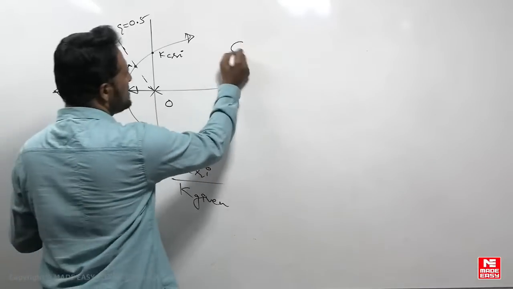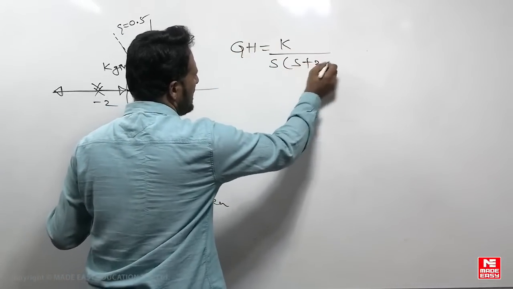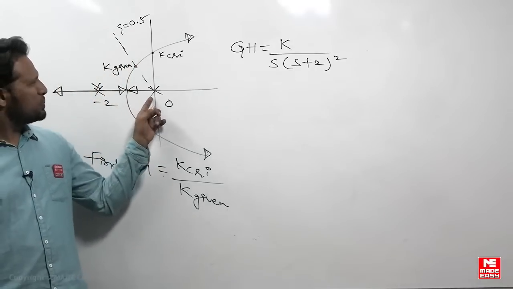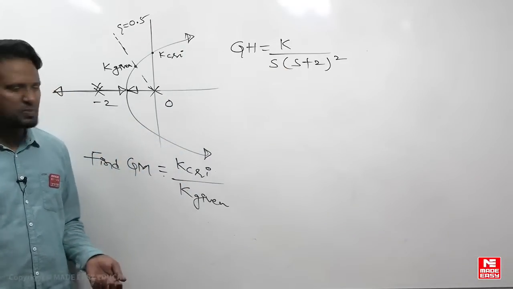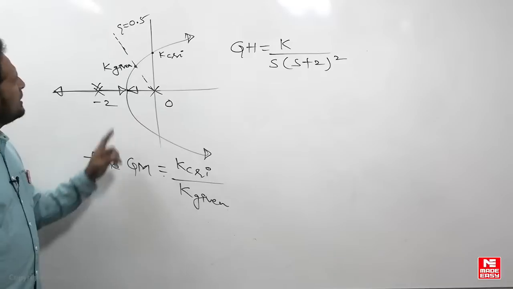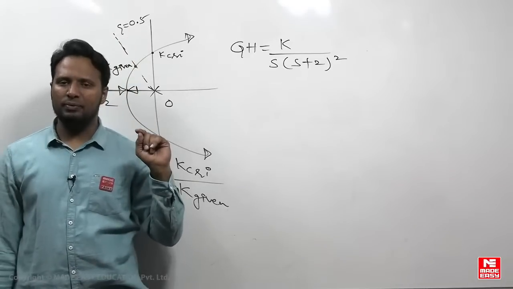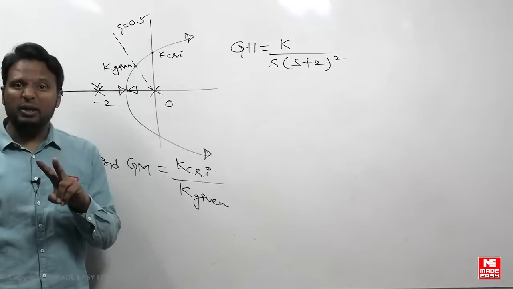First of all, what is the open loop transfer function of the system from the root locus plot? K upon s into (s plus 2) square. Open loop transfer function is K by s into (s plus 2) square. This is easy to understand, how to write the open loop transfer function. Now, you need to find the value of K corresponding to zeta equal to 0.5. There are two ways of doing this.